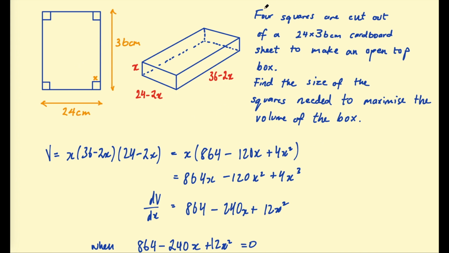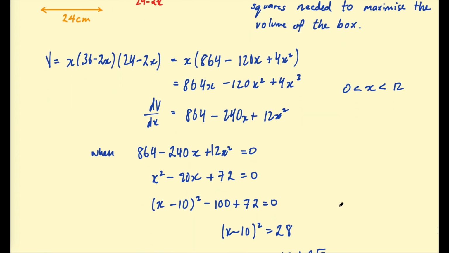So we have a maximum length of x of 12. It needs to be less than 12. I guess it could, no, it can't be equal. It has to be strictly less than 12. And it has to be greater than 0. So we have a range for x of 0 to 12.